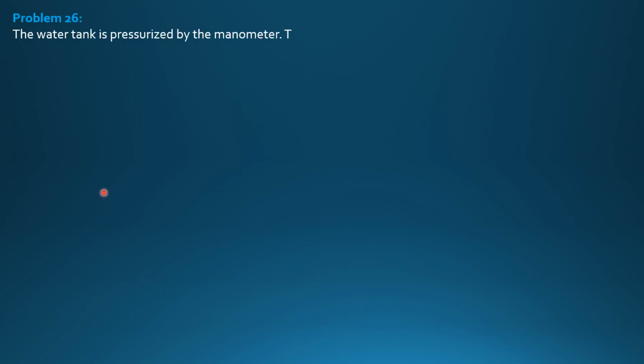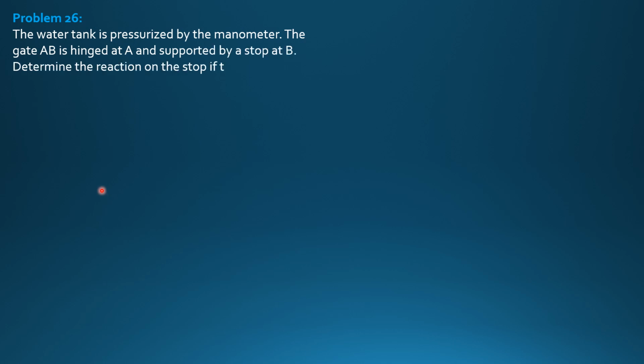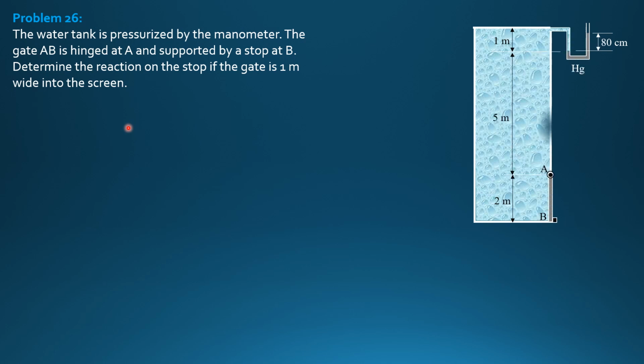The water tank is pressurized by the manometer. The gate AB is hinged at A and supported by a stop at B. Determine the reaction on the stop if the gate is 1 meter wide into the screen. So this is the gate AB, 1 meter into the screen or 1 meter perpendicular to the paper if it is on paper.